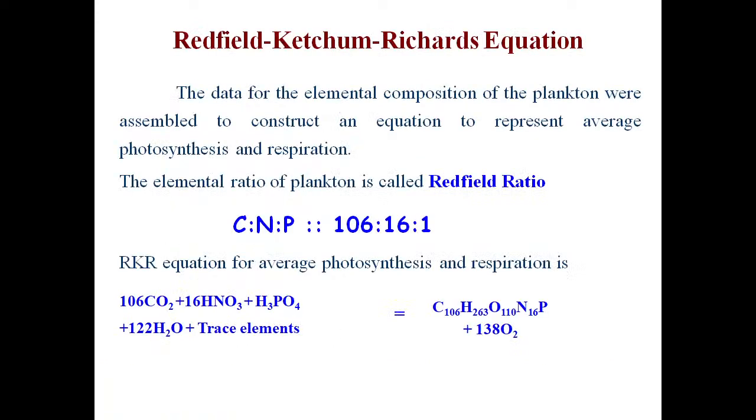Just to summarize what I said earlier, the data shows that the C:N:P ratio is more or less fixed in the ocean, 106:16:1, barring a few instances where people have observed some discrepancy, but more or less we can assume that this ratio is fixed. And based on this, people have tried to give an equation for photosynthesis, which is listed below.